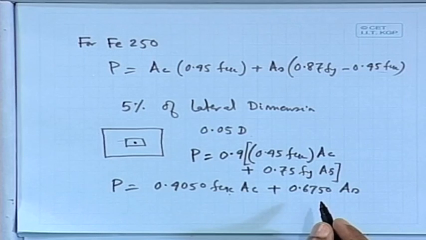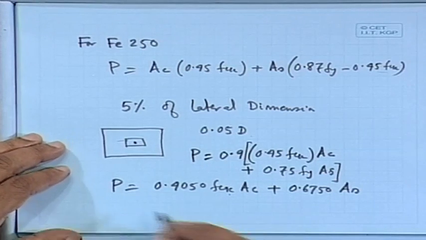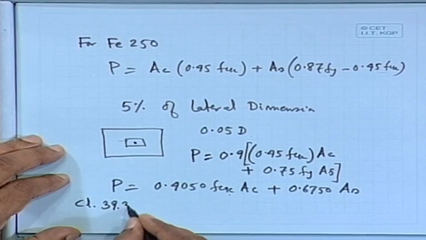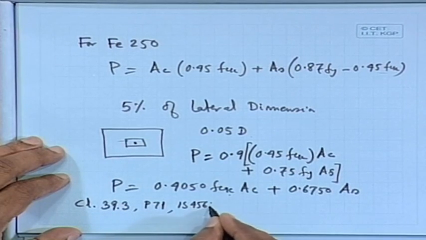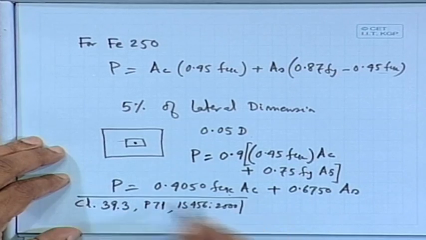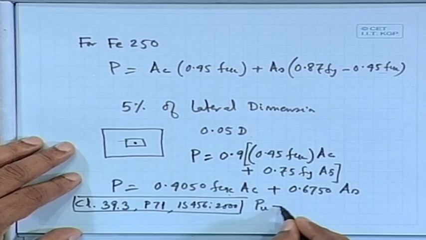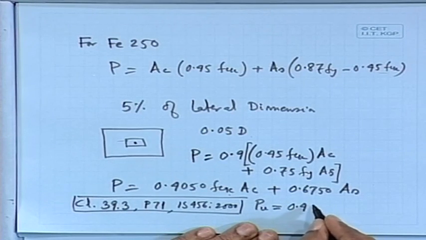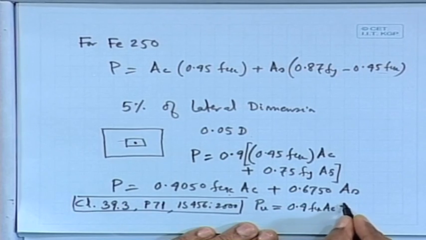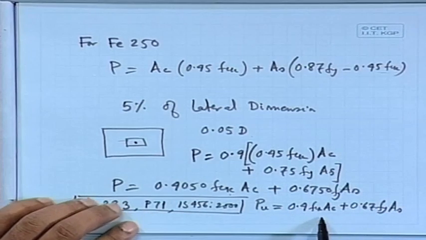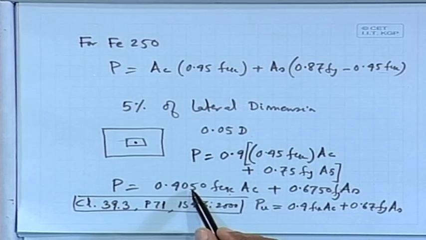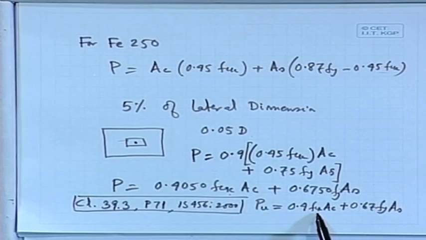Now, our code says, in clause 39.3, page 71 of IS 456:2000, that Pu equals 0.4 FCK AC plus 0.67 FY AS, where FY was missing earlier. So, we have reduced this a bit further, and we come to 0.4 FCK AC plus 0.67 FY AS. So, this is the maximum allowable.